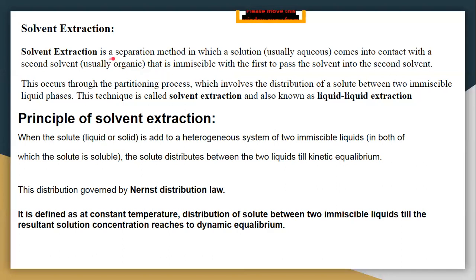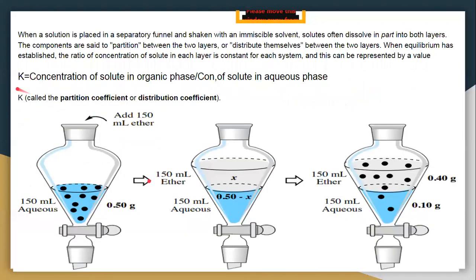Okay. What is solvent extraction? Solvent extraction is a separation method in which a solution comes in contact with a second solvent that is immiscible with the first, to pass the solute into the second solvent. This occurs through the partition process, which involves the distribution of solute between two immiscible liquid phases. This technique is called solvent extraction, and it is also known as liquid-liquid extraction. And this is governed by Nernst's distribution law. And what is KD? KD is the partition coefficient, or you can say the distribution coefficient. So how can we get the distribution coefficient? The concentration of solute in the organic phase divided by the concentration of solute in the aqueous phase.